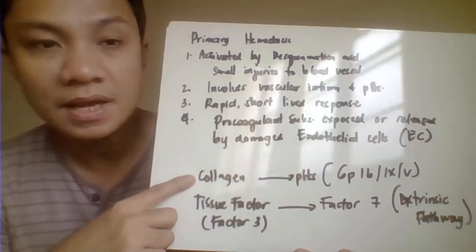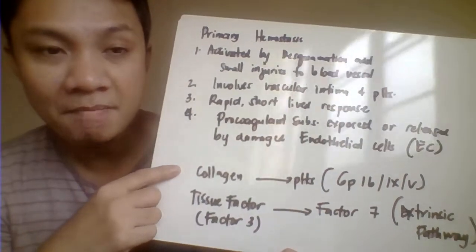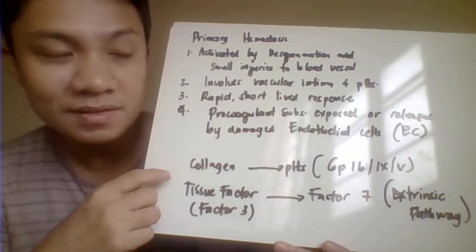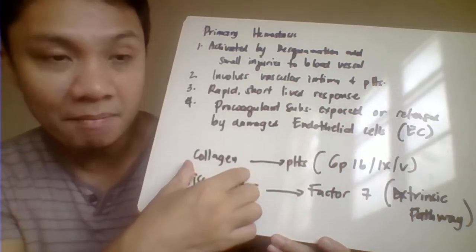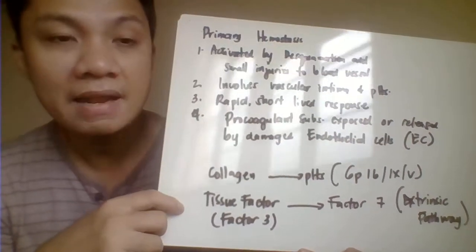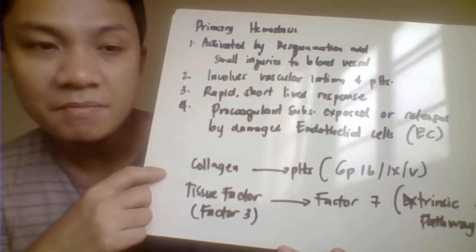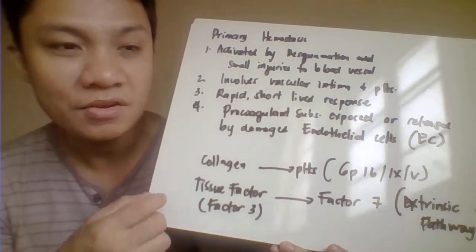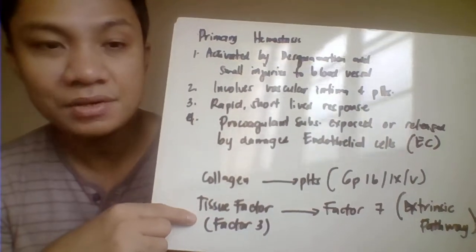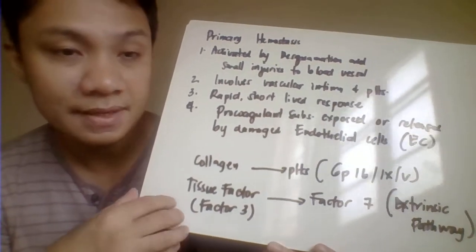Number 1, collagen. Ang collagen makikita sa blood vessels natin. Ma-expose ito pag may sugat tayo. And again, once collagen is exposed, magbabind ang ating platelets to that through your GP1B 9-5 complex. Ano pang procoagulant substance aside from your collagen will be present in your endothelial cells or your blood vessels? Tissue factor, factor 3 ay makikita din sa ating blood vessel, endothelial cell.